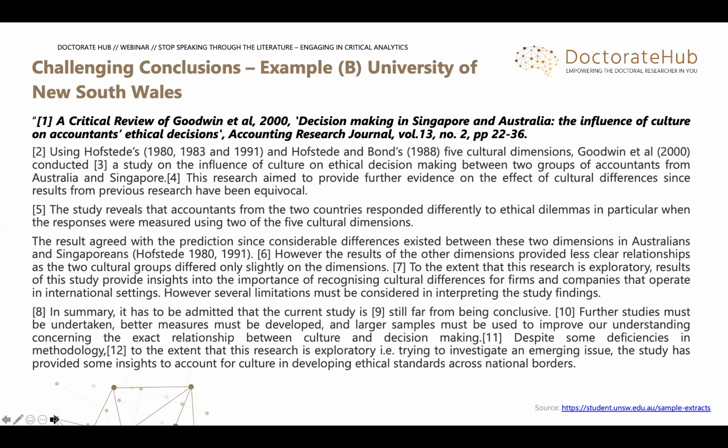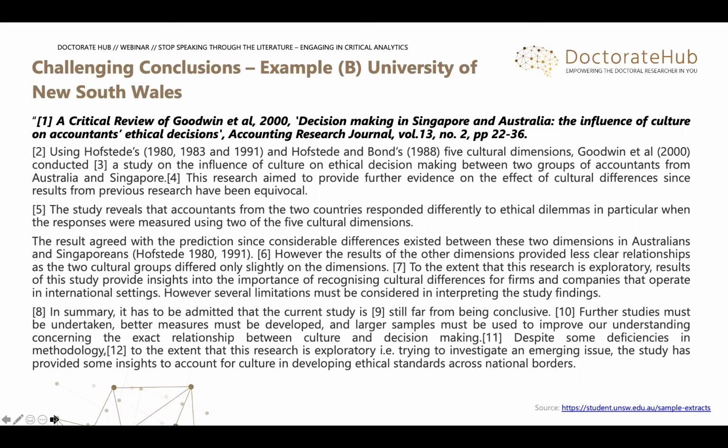Now let's look into a final example before we come into the group work and go off the record, so for you to have the chance to ask questions. A critical review of Goodwin et al., Decision-making in Singapore and Australia, the influence of culture on accountants' ethical decisions, Accounting Research Journal. That's where it's coming from. Using Hofstede's and Bond's five cultural dimensions, Goodwin et al. conducted a study on the influence of culture on ethical decision-making between two groups of accountants from Australia and Singapore.